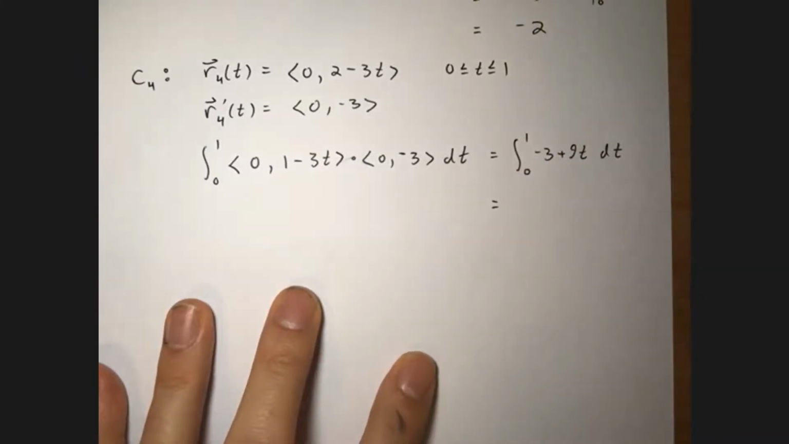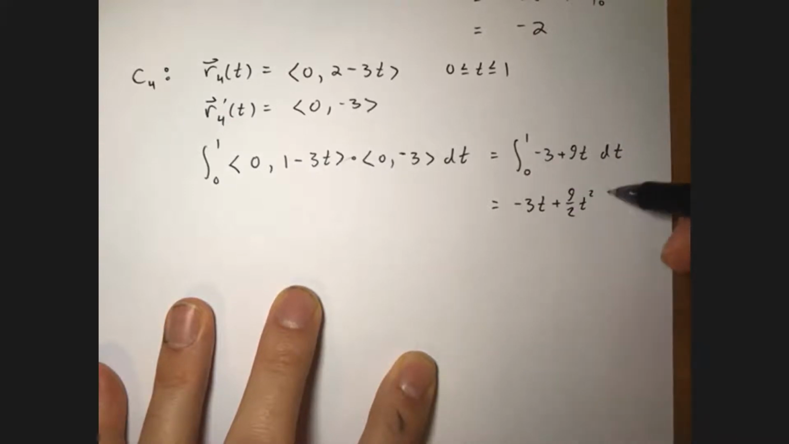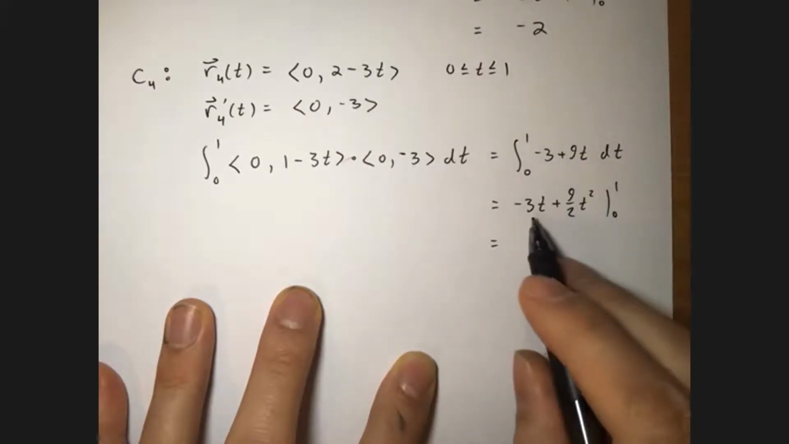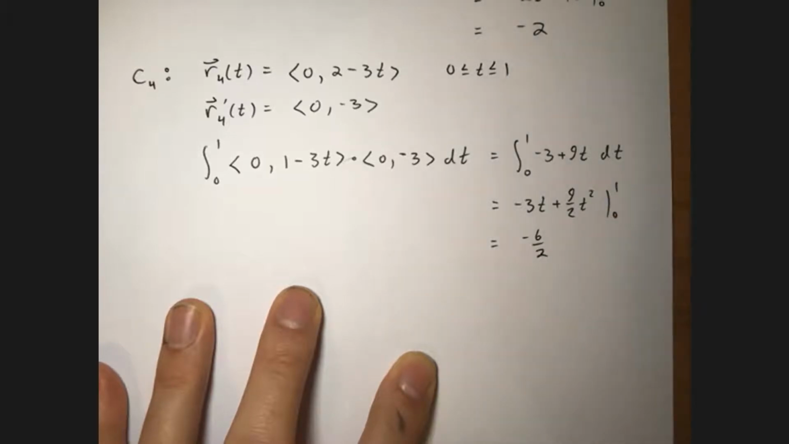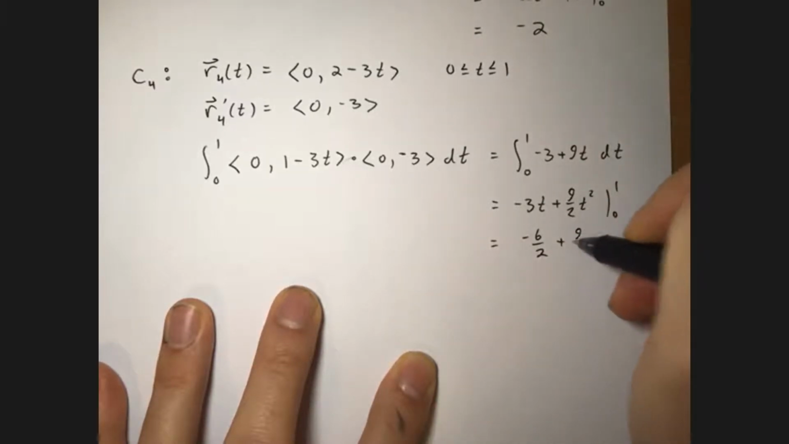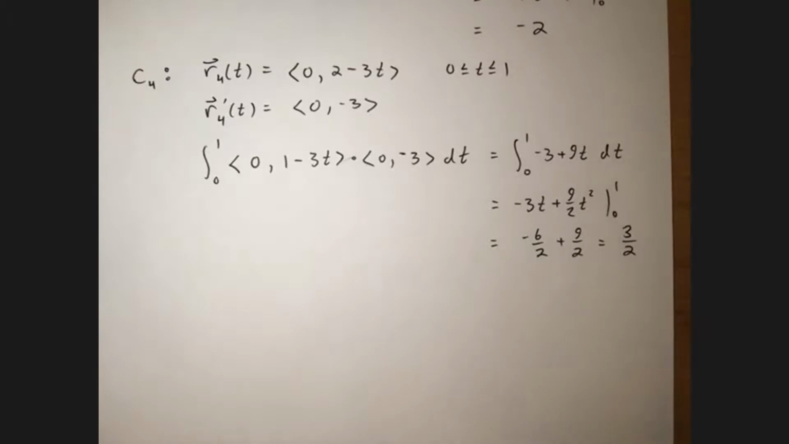Anti-differentiate, we get -3t plus 9/2 t squared evaluated from 0 to 1. What do we get? -3 is the same thing as -6/2 plus 9/2. Right? So, oh, we finally got a positive integral. Great. I felt like that had to happen at least once, right? It would be weird if the force was pointing against us the whole way. It can happen, but it seems like it would have to be a very special force field.